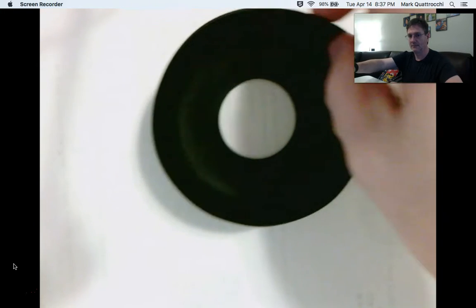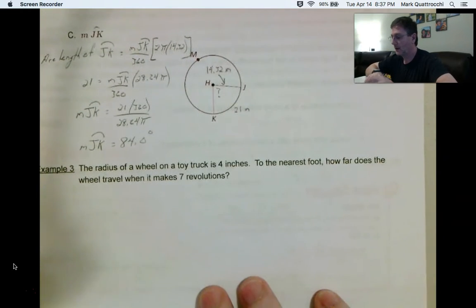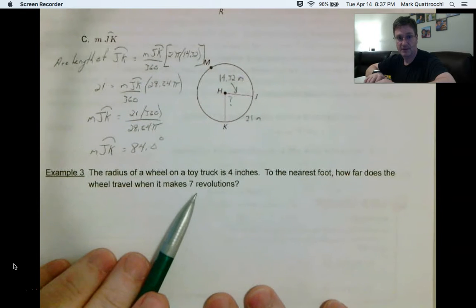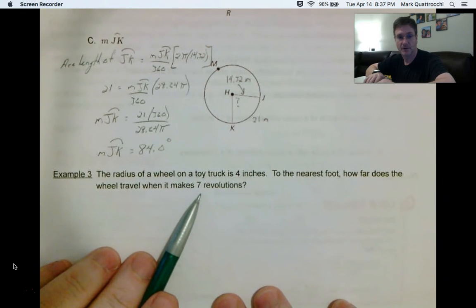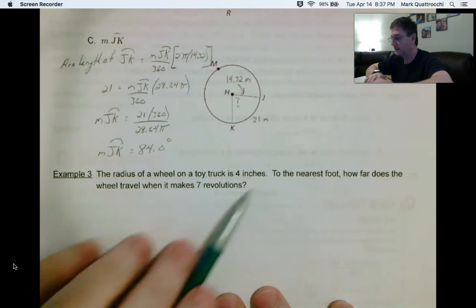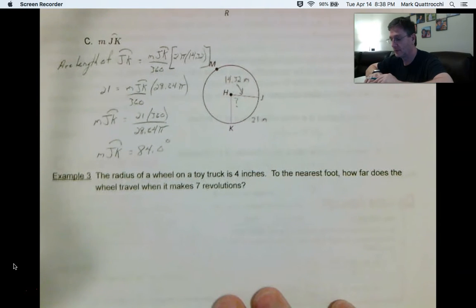Well, as this wheel rotates, it's traveling 1 revolution is equal to the circumference. Exactly. So, go back to our problem. How far does it travel when it goes 7 revolutions? That's 7 times the circumference. That's all it's asking. So to the nearest foot, how far does the wheel travel when it makes 7 revolutions?